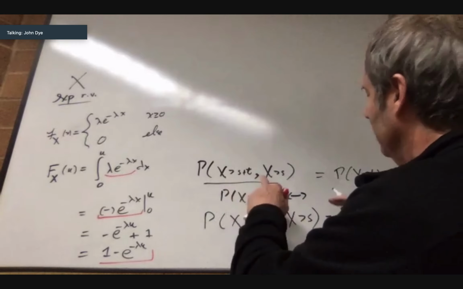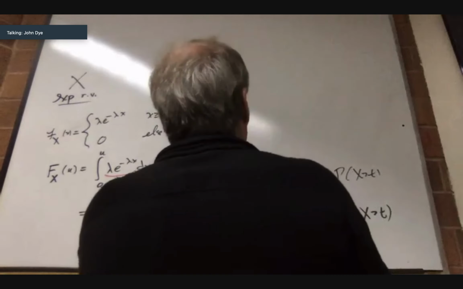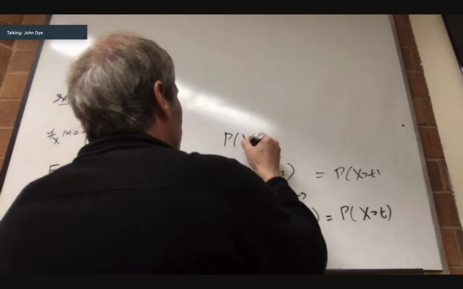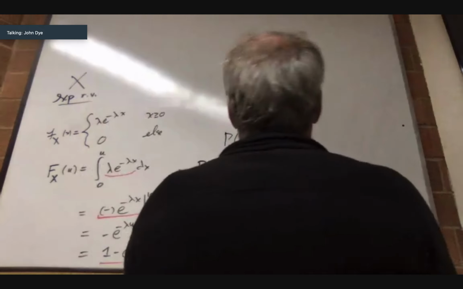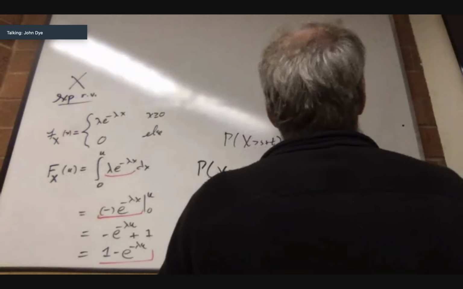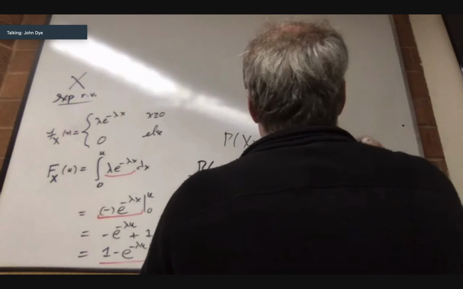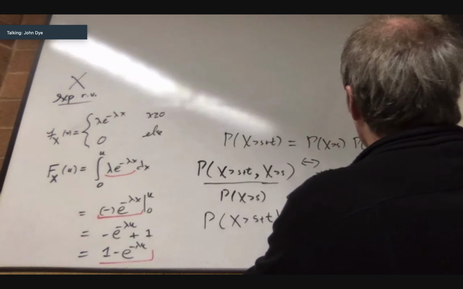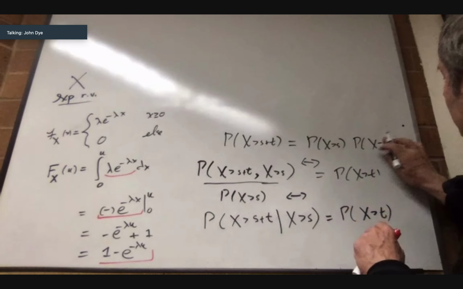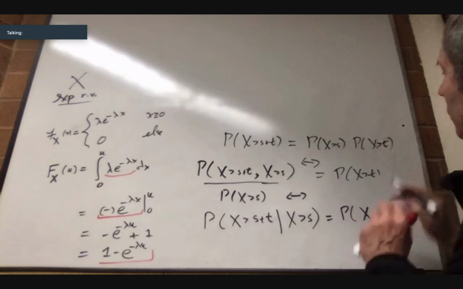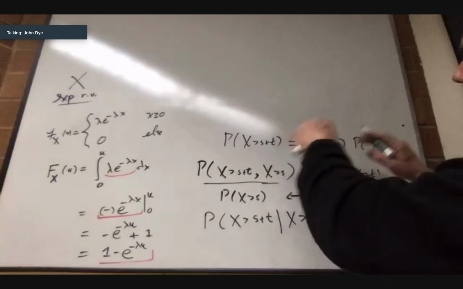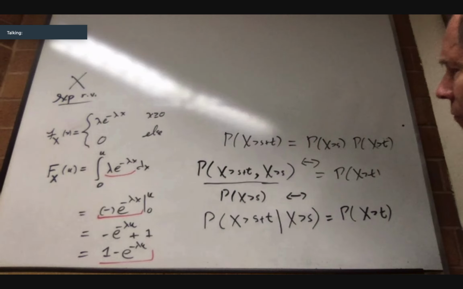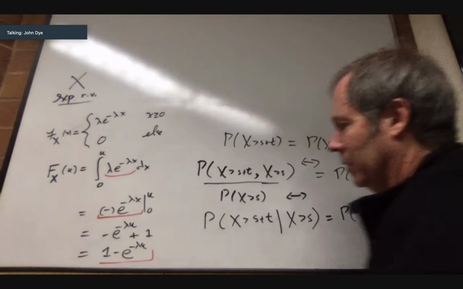So I'm just reinterpreting what we expect to happen. Let's see if it really happens with the exponential. The probability that X is greater than S plus T and greater than S is the same as the probability that it's greater than S plus T, over the probability of X greater than S. I'm going to multiply this by the probability of X greater than T. So is this true for the exponential? We have to use the formula we have down here, I think.